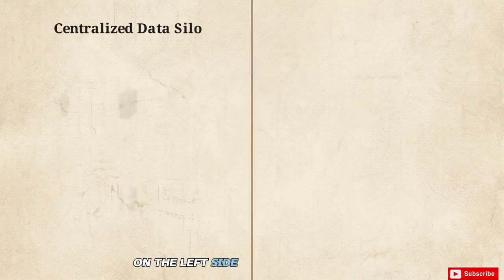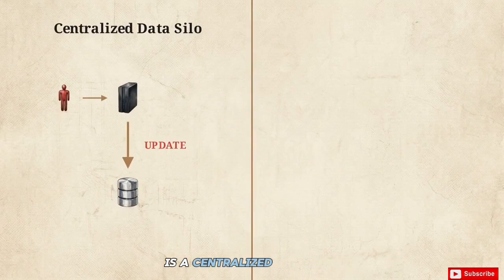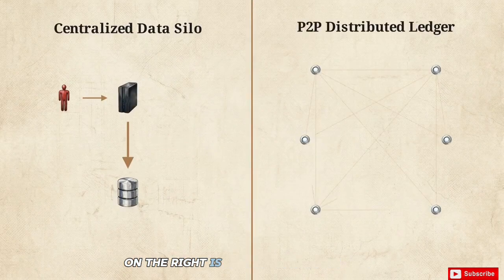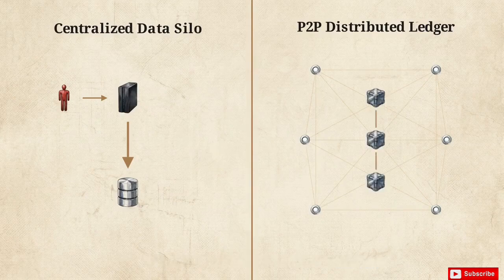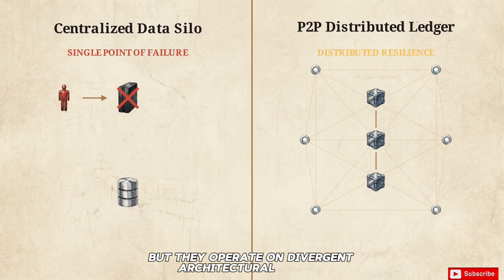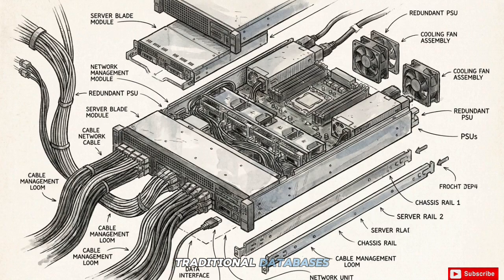On the left side of this split screen is a centralized database. On the right is a decentralized ledger. Both systems store data, but they operate on divergent architectural models. Traditional databases optimize for raw speed and flexibility.